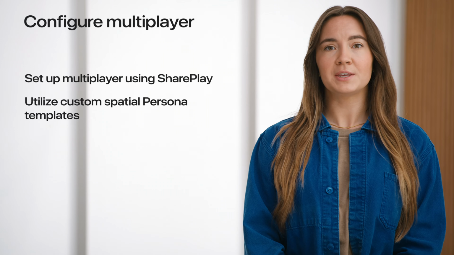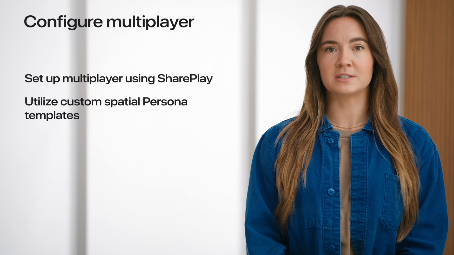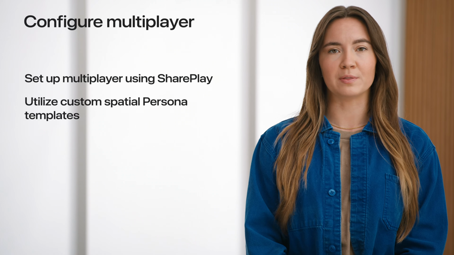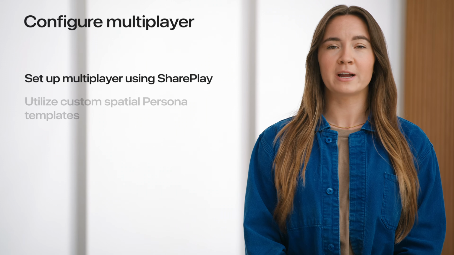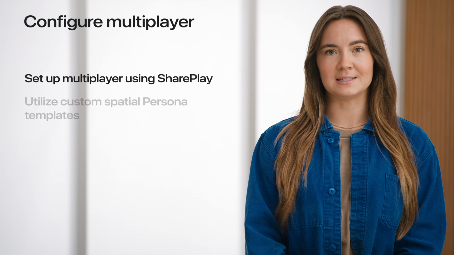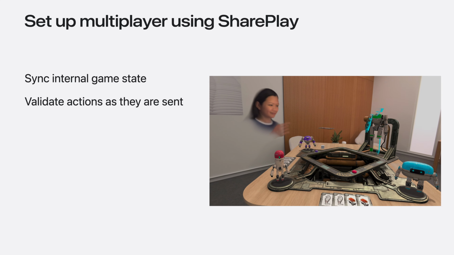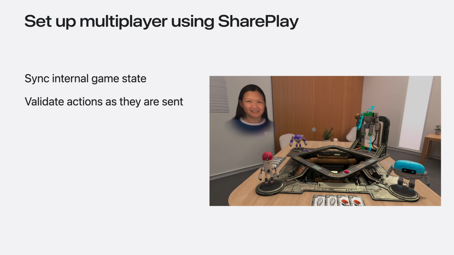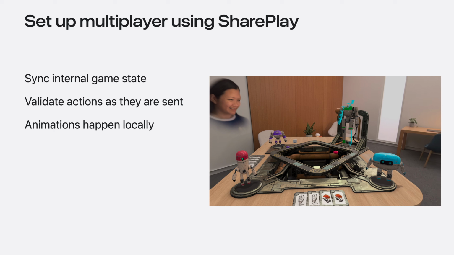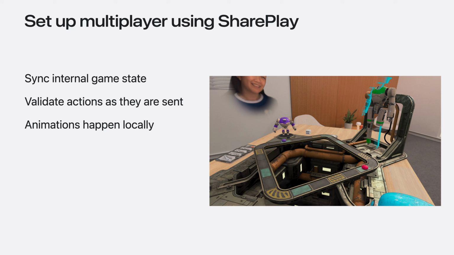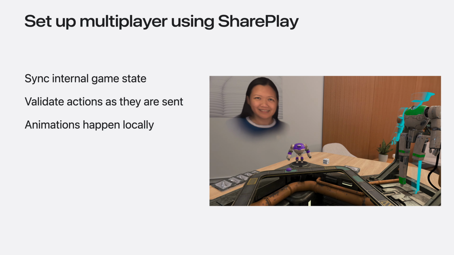From there, you can make use of the awesome new features in custom spatial templates to customize your experience and place players and spectators wherever you want around the room. TabletopKit has multiplayer networking handled for you, and it's super easy to set up. The framework ensures matching game state between all players by syncing actions. As each player sends actions, like picking up a card, they are validated and added to the game state in a deterministic order. Some of the performance-heavy things, like animations or physics simulations, happen locally for each player to keep multiplayer feeling quick and smooth.